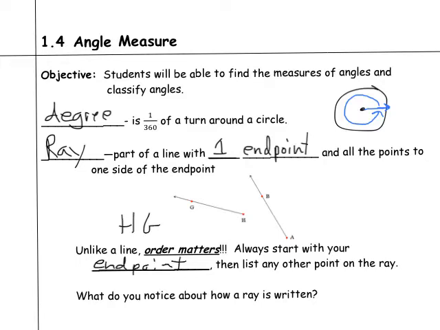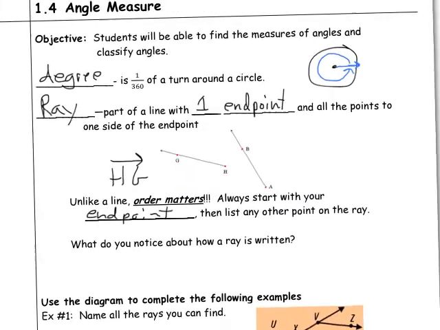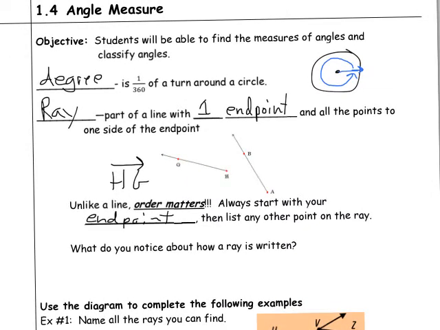You have to start with wherever the ray starts, and then you draw a little one-sided arrow on top of it, indicating that you started with the H and went through the G. See how that works? Why don't you see if you can name AB real quick? You may want to pause the video because I'll put the answer up in just a second. So you should have named this as ray AB, start with your A and go through your B. So that's how you should name that one.